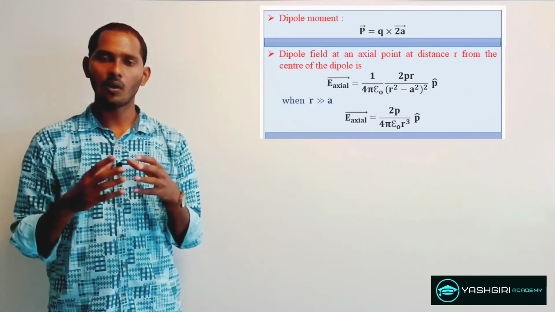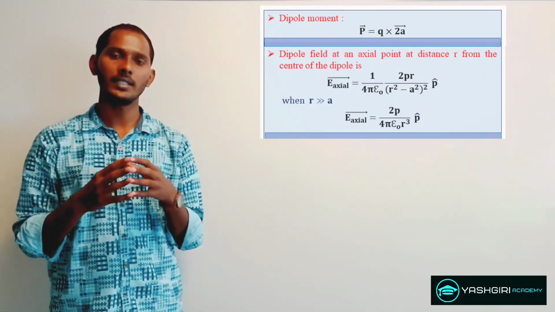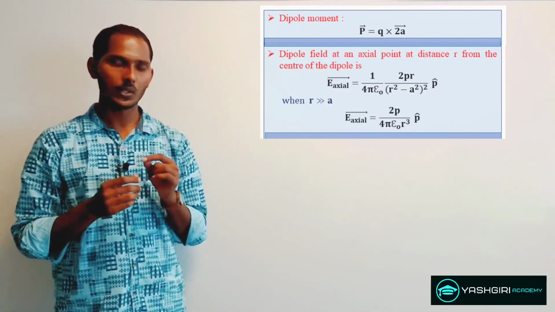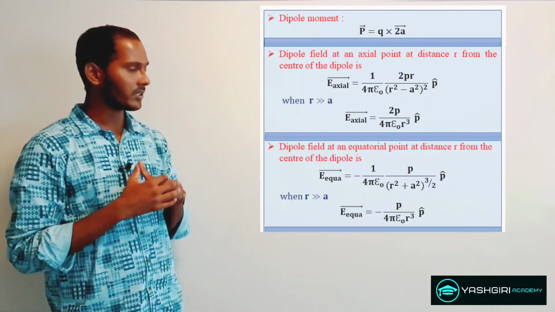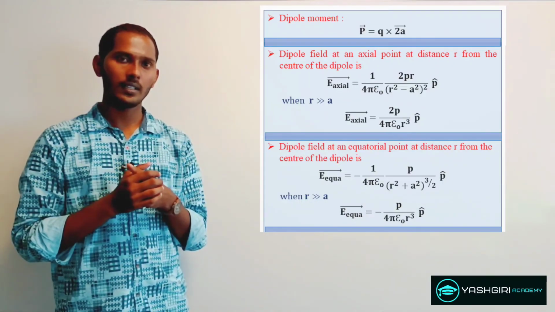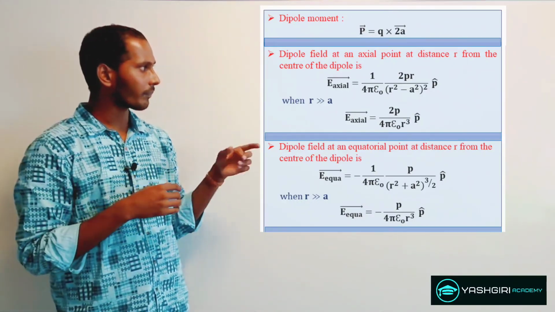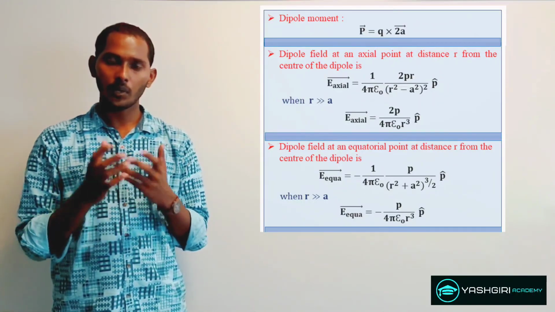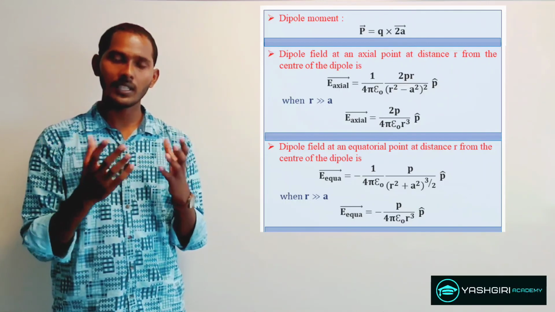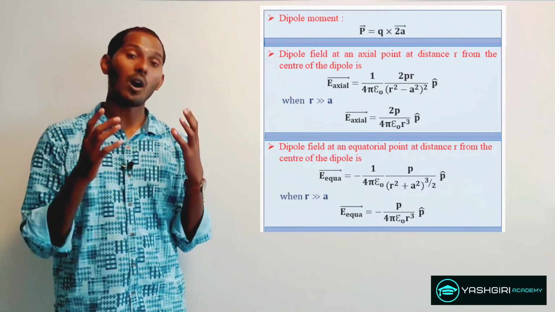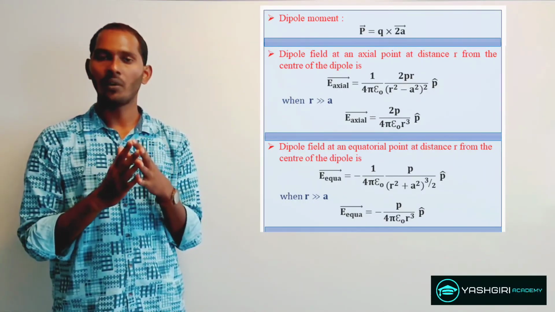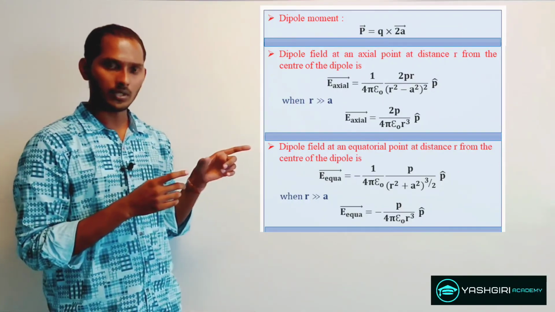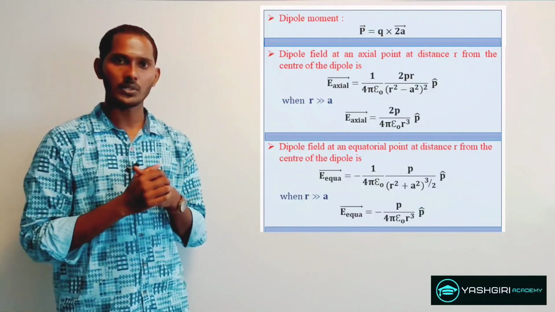While when you try to measure the strength of the electric field at a point on the equatorial line, you can make use of this expression. And again, for a short dipole, you can write that expression as well. Here the point to note is that the direction of the electric field is exactly opposite to the direction of the dipole moment. So the negative sign tells you about the direction, the exactly opposite direction.